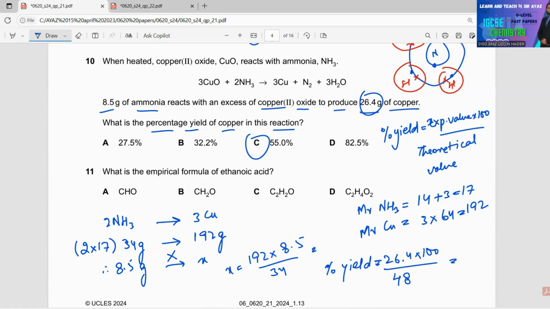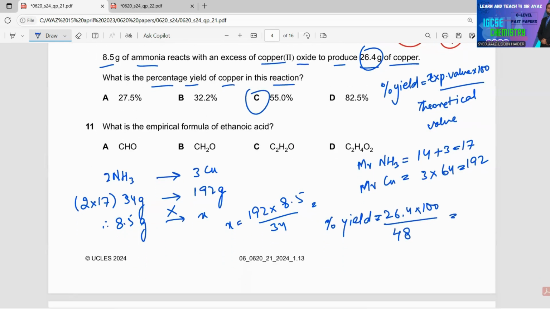11. What is the empirical formula of ethanoic acid? You should know the formula of ethanoic acid. Ethanoic acid is CH3COOH. Or you can even write C2H4O2. Now simplifying this, you will get CH2O. So B must be the correct answer in this case.